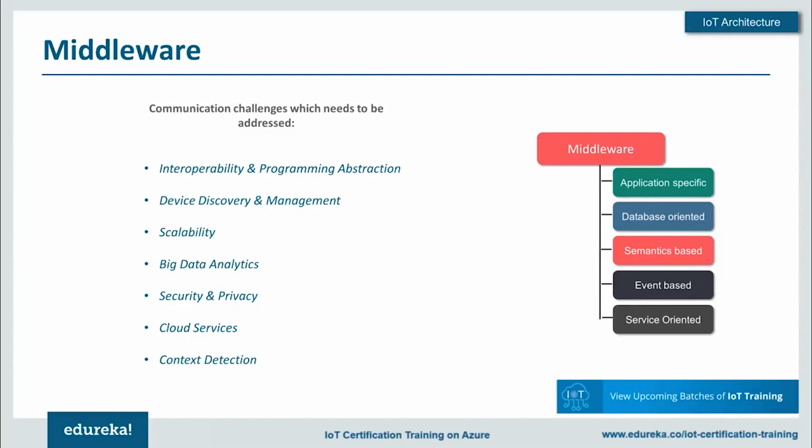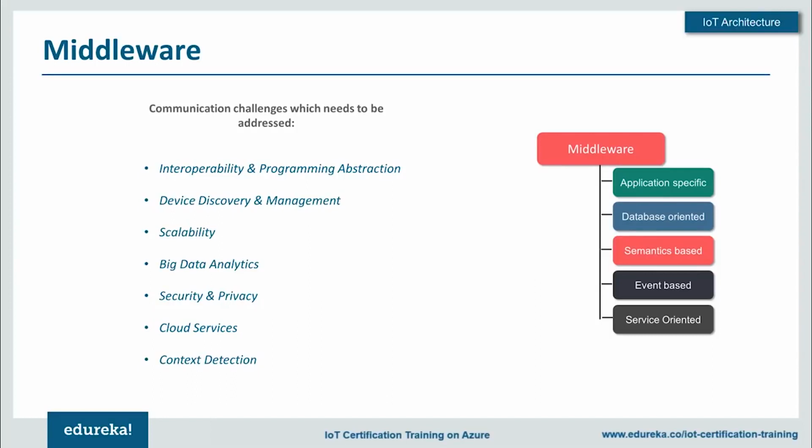Now, when I come down to the middleware, one of the key challenges or key issues that comes into the picture is interoperability as well as program abstraction. Imagine I have 40,000 devices communicating with each other. 40,000 devices may not all use the same programming language or may not pass the information in the same way. I need to have something that ensures that these devices communicate with each other and there is an abstraction maintained between the information passed from these as well.